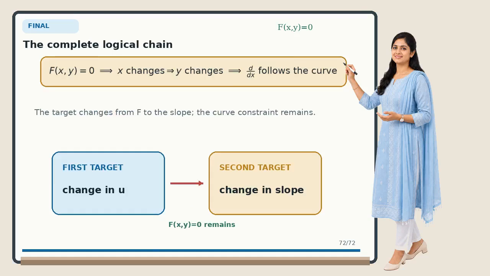Keep this final chain in mind. F equals 0 means stay on the curve, changing x forces y to change. Therefore d by dx is the derivative along the curve, both for the first derivative and again for the second derivative.